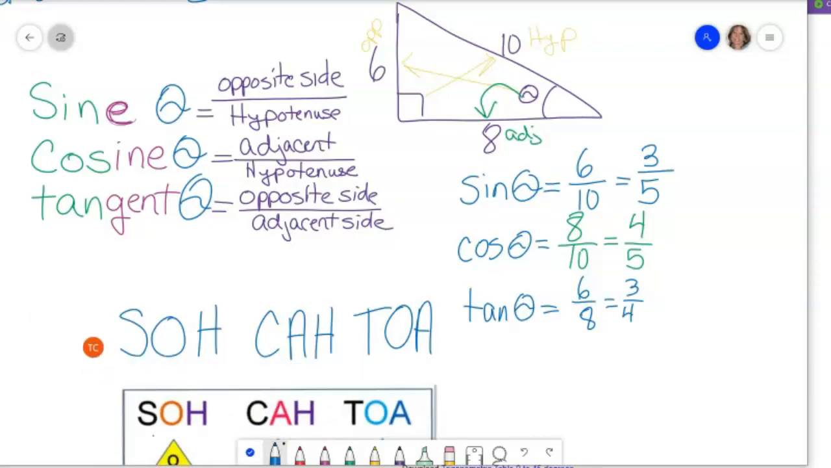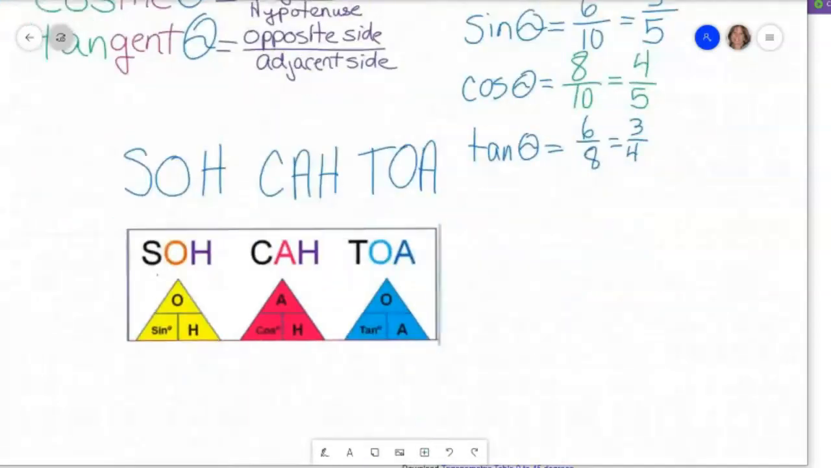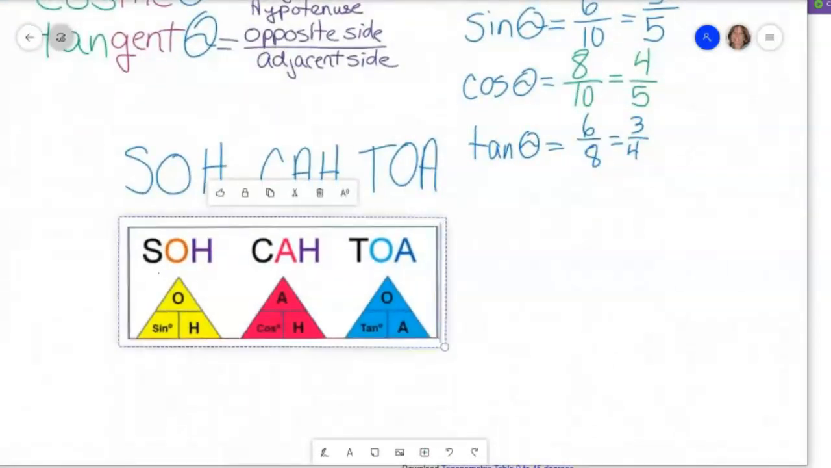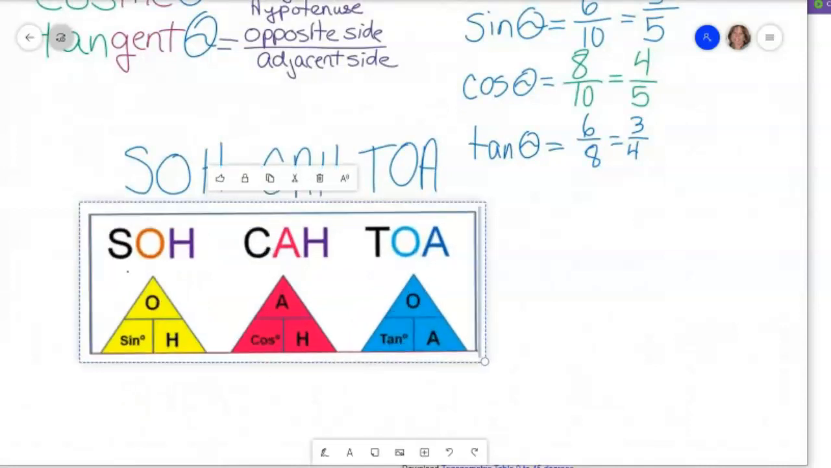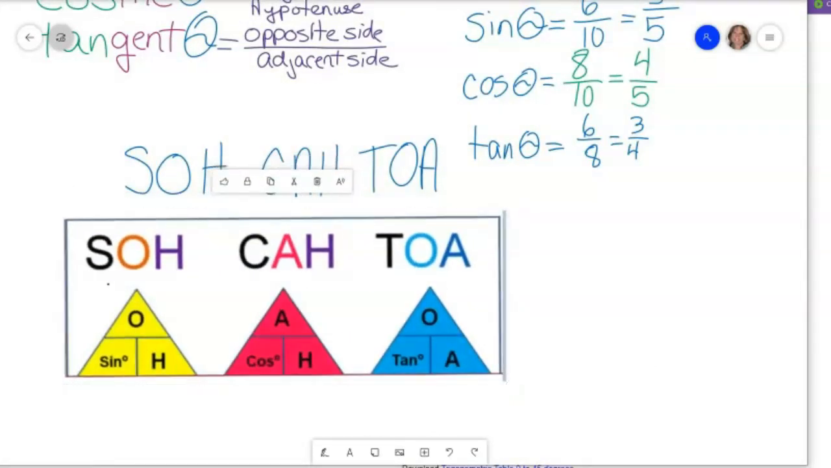Yay, it worked. Okay. So another one, again, it still goes back to SOHCAHTOA, but again, it uses these nice little triangles as another means of remembering. Again, sine is opposite over hypotenuse, cosine is adjacent over hypotenuse, tangent is opposite over adjacent. And again, those are set ratios.